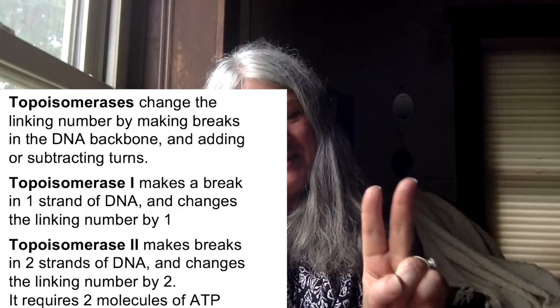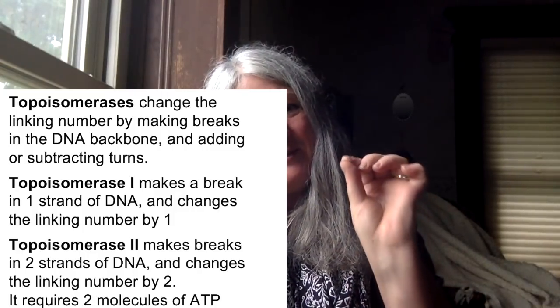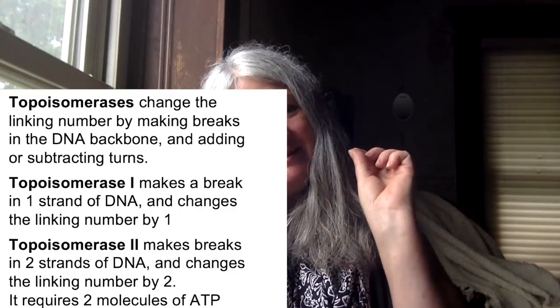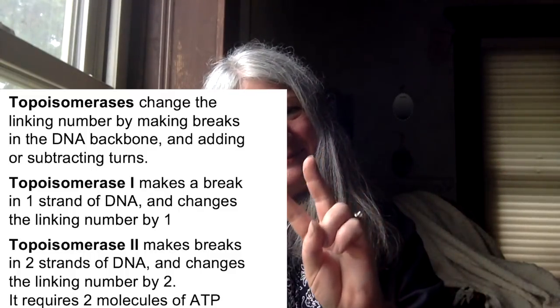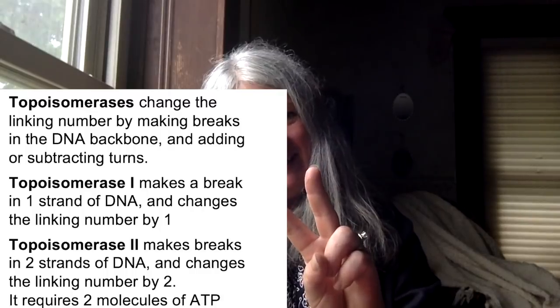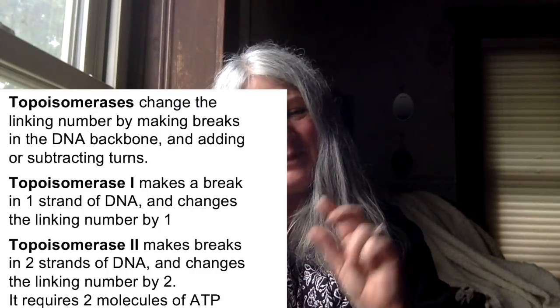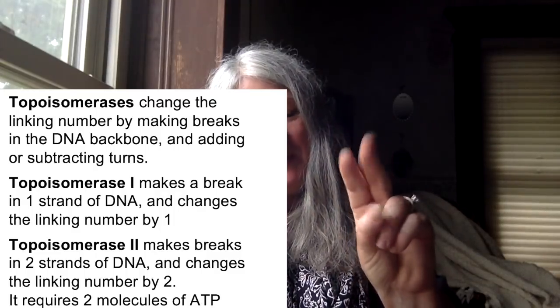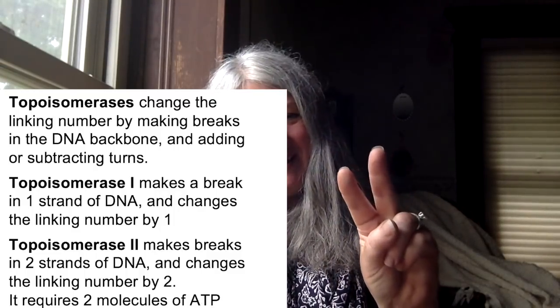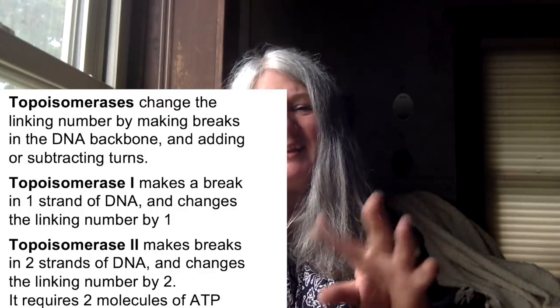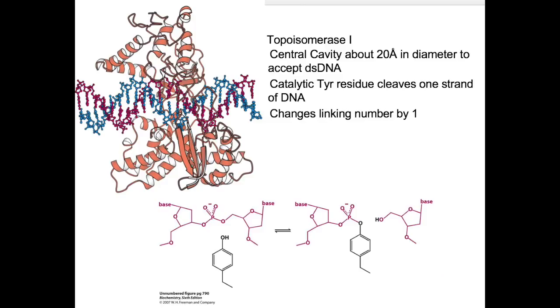Topoisomerase 2 is another subject. Topoisomerase 2 requires 2 ATP, makes double strand break, so it cuts 2 strands of DNA, and it changes the linking number by 2. Topoisomerase 2, 2 ATP, 2 strands of DNA are broken, and linking number is changed by 2. Let's look at how these topoisomerases work.